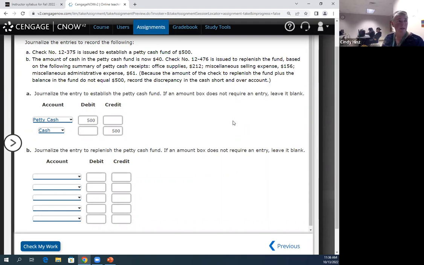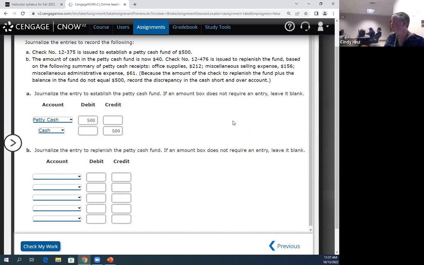So at the end of the period, when we're going to replenish this account, Letter B says the amount of cash in the petty cash fund is now $40. So we have spent, or at least it's missing from the fund, $460. It started with 500. We wrote a check for that $500.